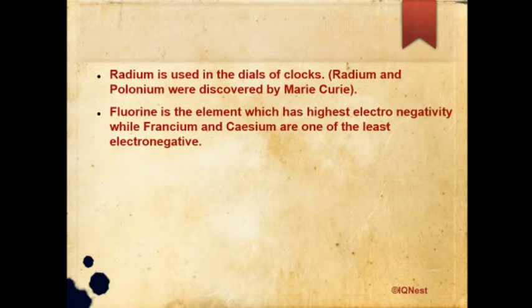The next point, fluorine is the element which has the highest electronegativity, while francium and cesium are among the least electronegative. So fluorine is the element which has the highest electronegativity in the periodic table, and francium and cesium are among the least electronegative elements.